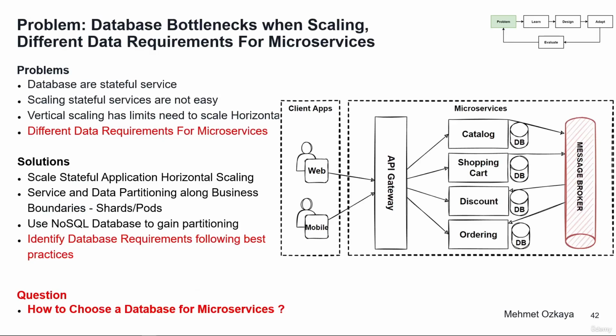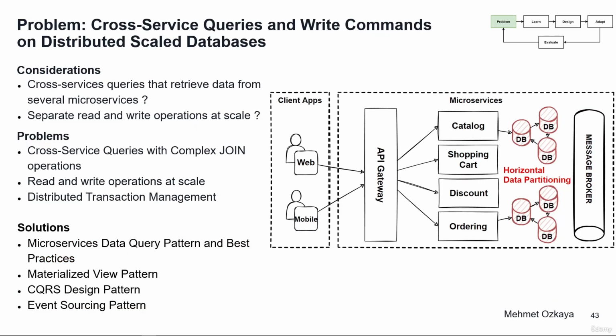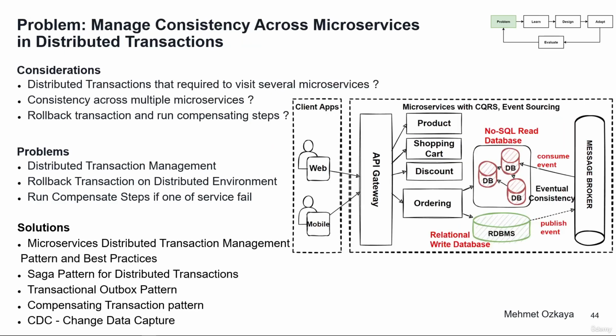Another problem is database bottlenecks when scaling with different data requirements for microservices. To solve this, we will learn the CAP theorem. Another problem is cross-service queries and write commands on distributed scaled databases. To solve this, we will learn data patterns, including CQRS, materialized view patterns, and the event sourcing pattern. Another problem is managing consistency across microservices in distributed transactions. To solve this, we will learn the Saga pattern, transactional outbox patterns, and so on.